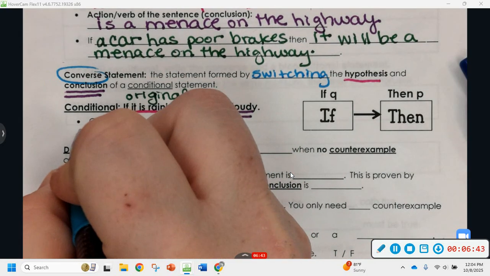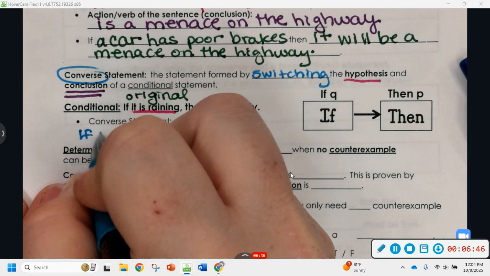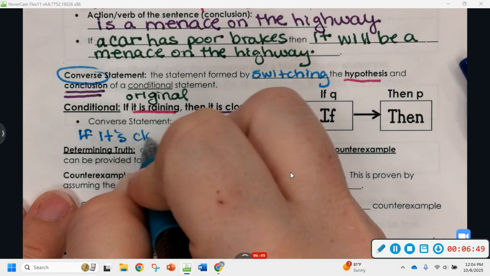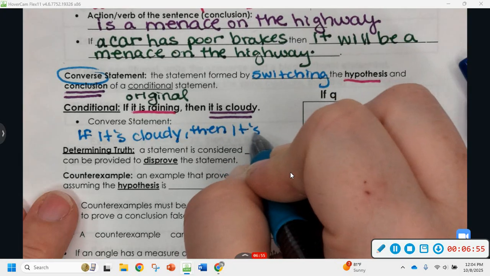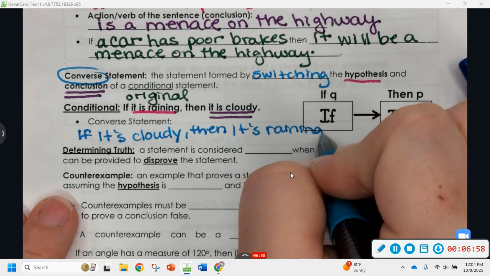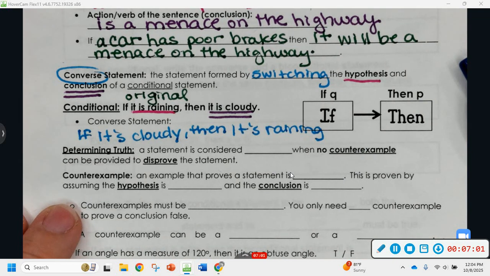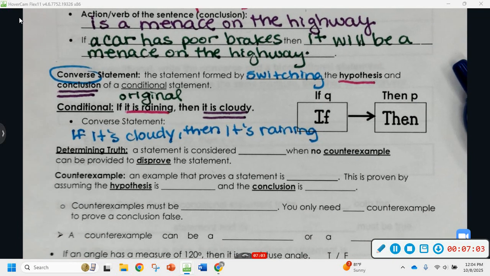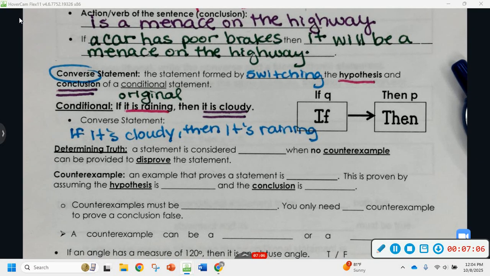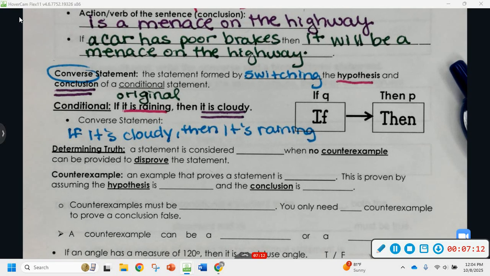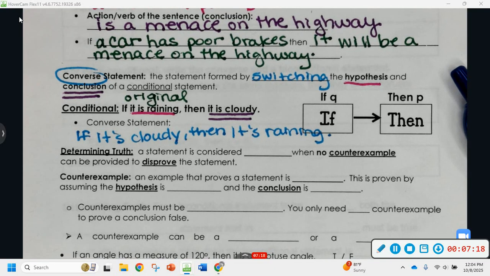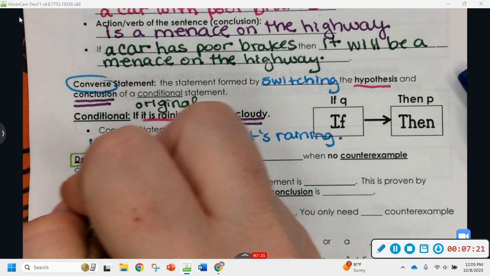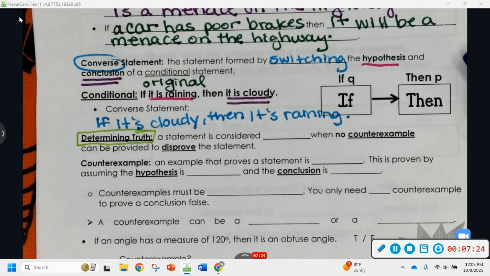If it's cloudy, then it's raining. Okay? Now, if I were to take that statement and say, if there's clouds out, does that necessarily mean that it has to be raining? And the answer is no. So we have what's called a truth value, and we can determine that truth value of a statement.